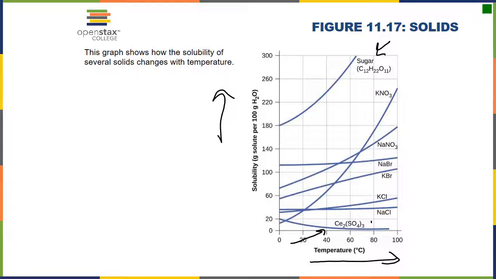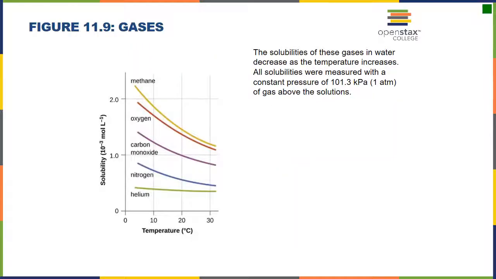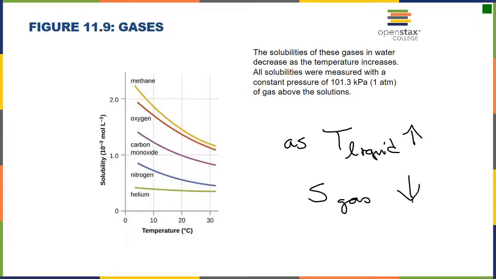So for most solids, increasing the temperature will help. For some, it will not. How do you find out? Go to the lab. Gases, on the other hand, are very consistent. With gases, as the temperature of the liquid goes up, the solubility of the gas is going to go down. So all gases are less soluble as the temperature goes up.